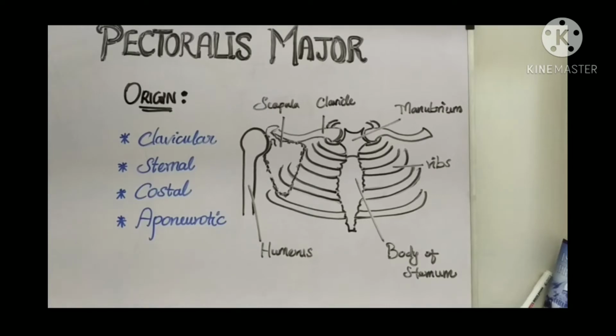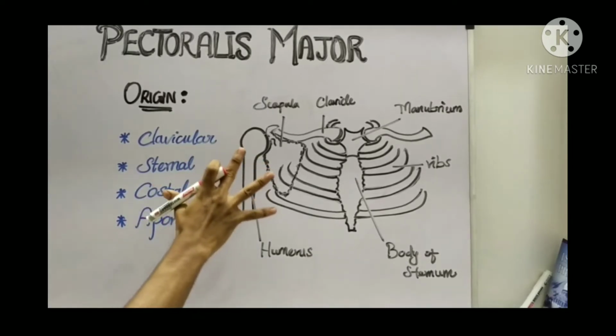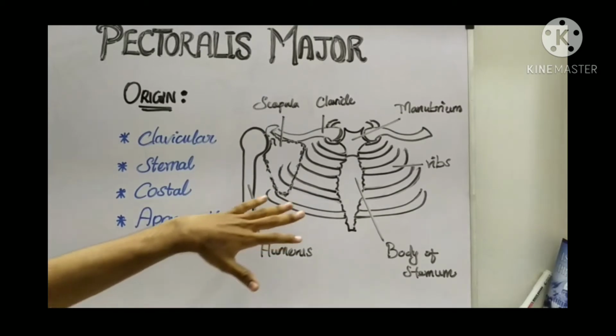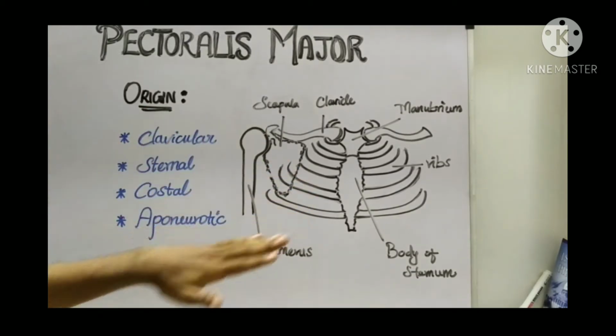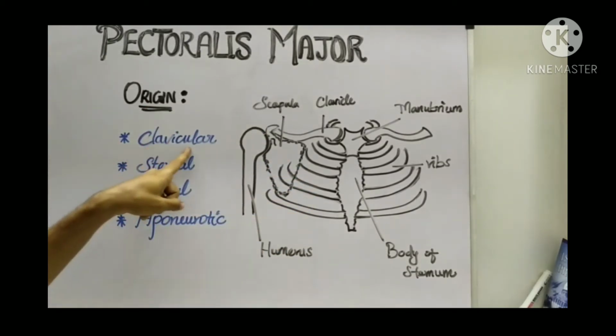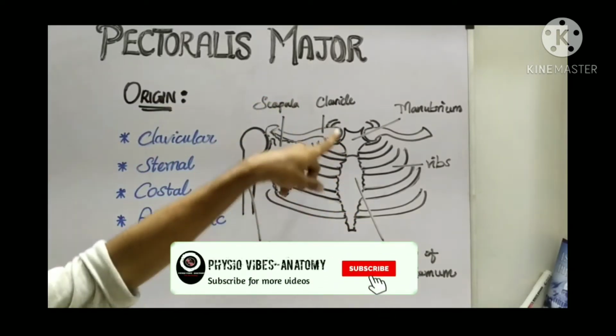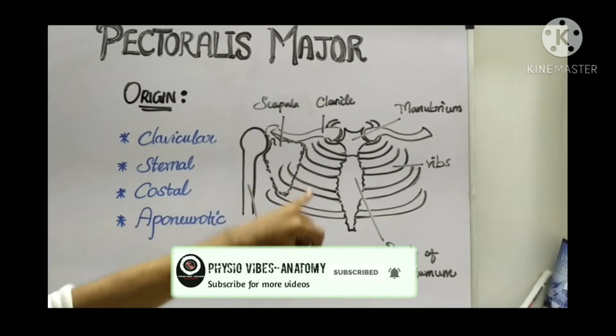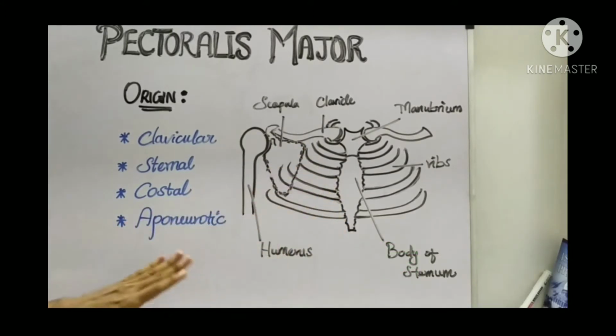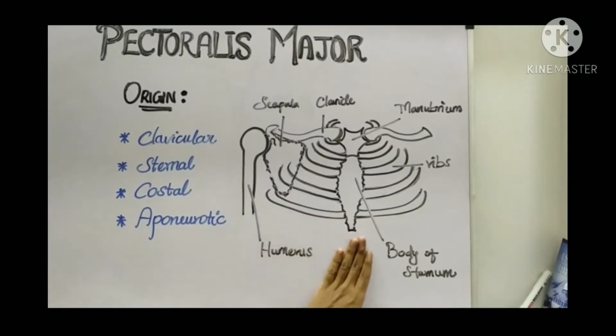Now let's see the origin of the pectoralis major muscle. This muscle has many points of origin. Here you can see the clavicular origin, which comes from the clavicle bone, the sternal origin, which is from the sternum, the costal origin, which is from the ribs, and the aponeurotic origin, from the aponeurosis of the external oblique muscle, which is present in the abdomen. So the pectoralis major also takes origin from the aponeurosis of the external oblique.